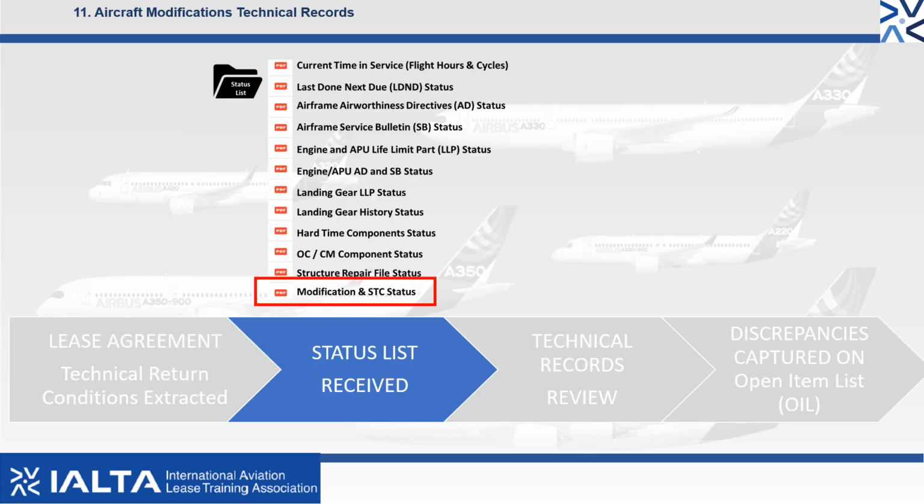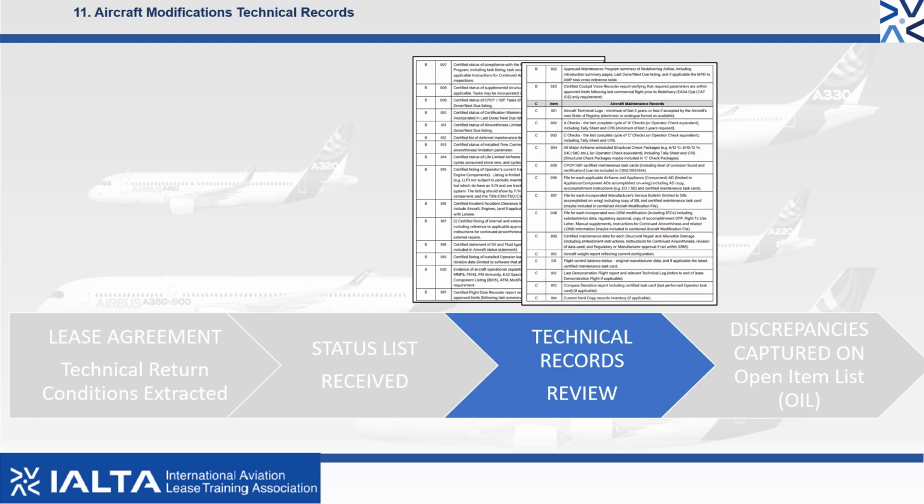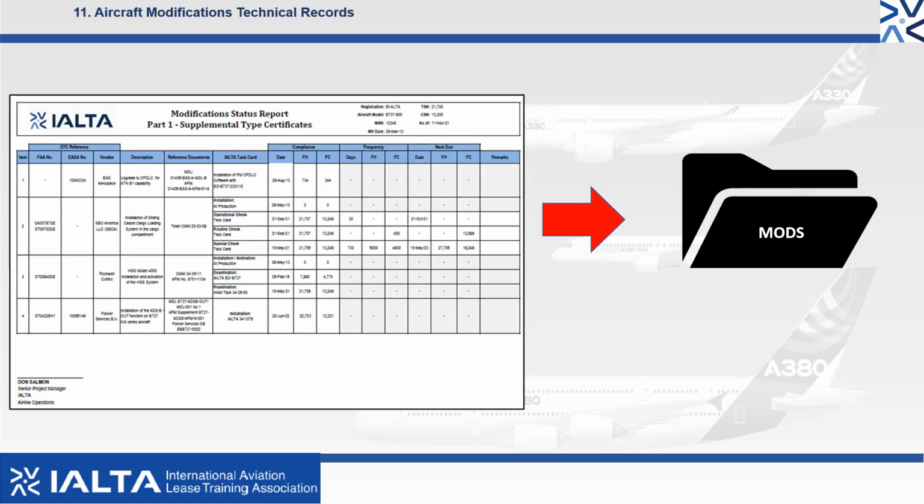The starting point of the modification review is when you receive the certified status list from the returning airline. Similar to other elements of the technical records review, the records consultant will have to ensure that all modification documents are present. Over the next number of slides, we will discuss at a high level some of the elements of the modifications review.